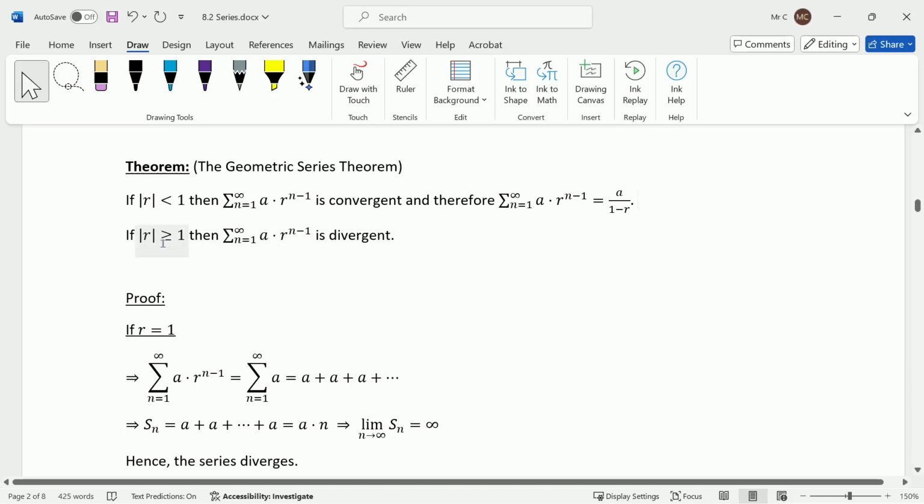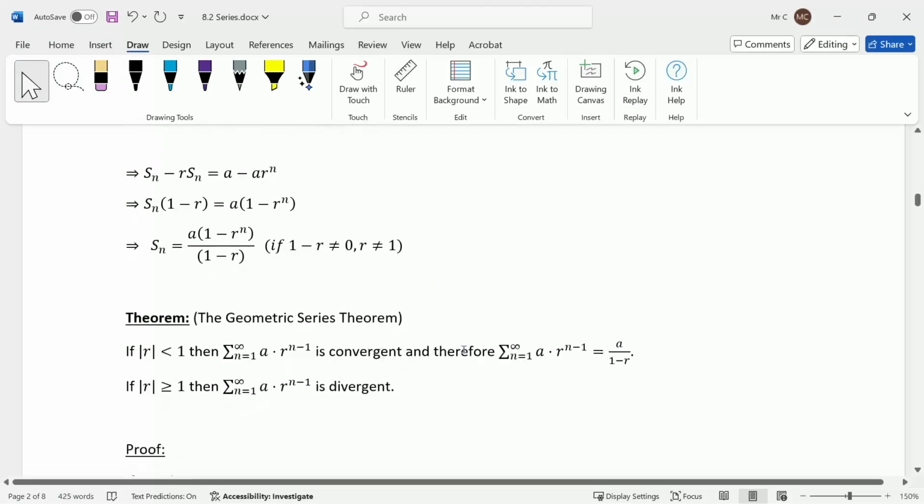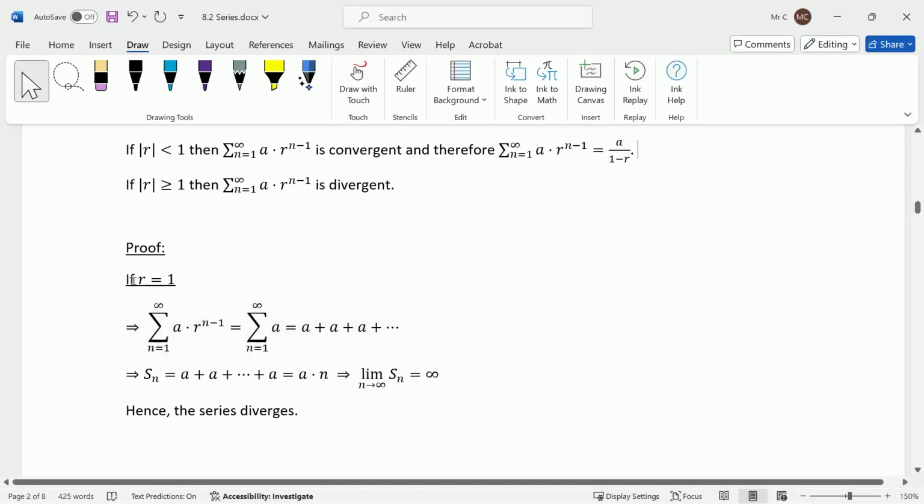On the other hand, if the absolute value of r is greater than or equal to 1, then the sum is divergent. So how are we going to prove this? Well, we're going to prove it primarily by looking at the nth partial sum formula and taking limits. But first, we'll consider the special case if r equals 1.